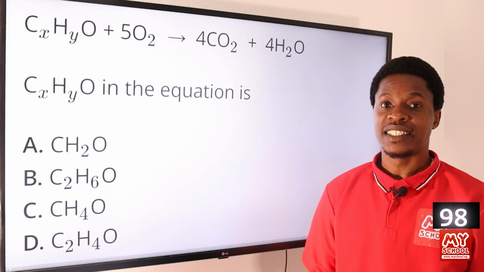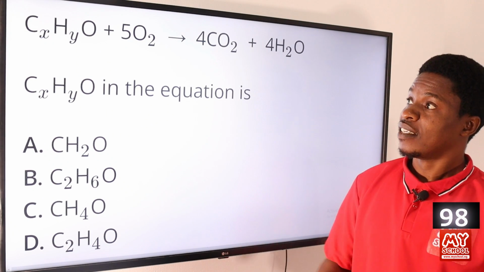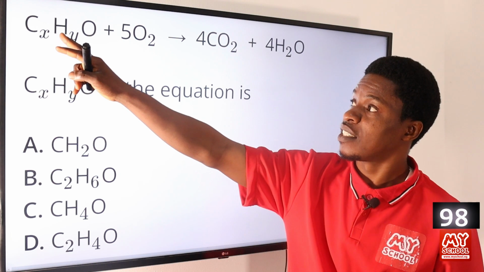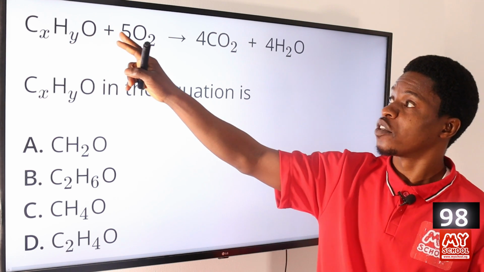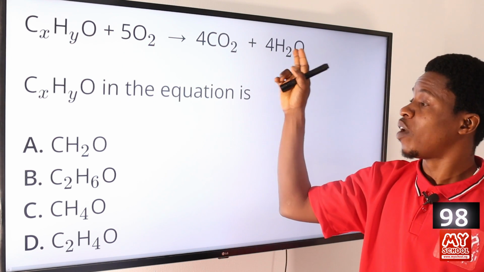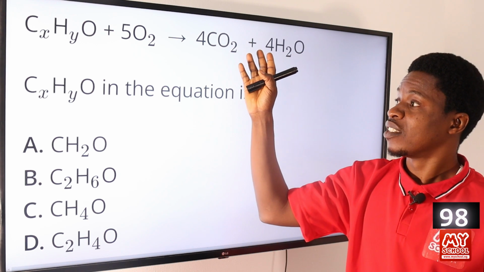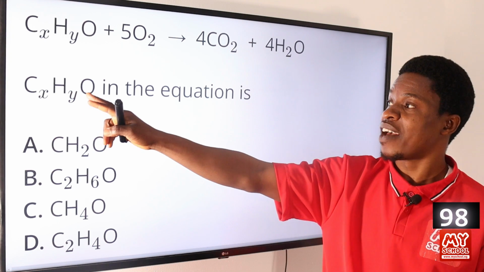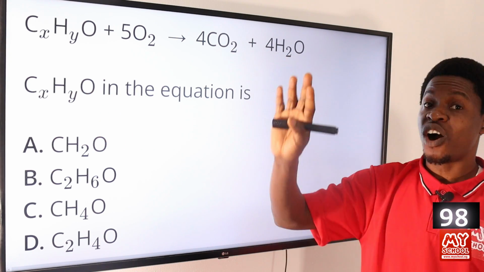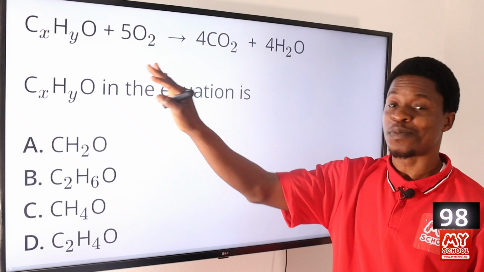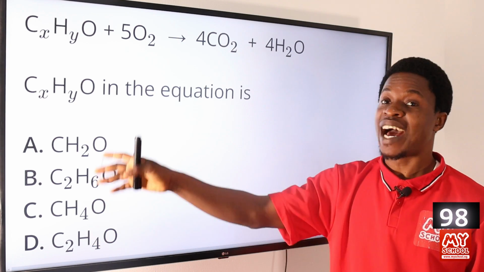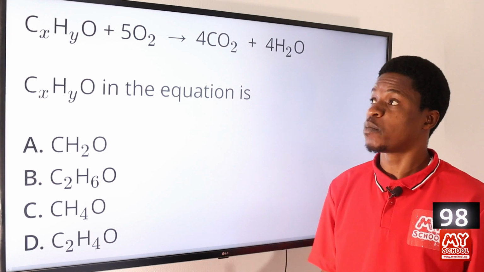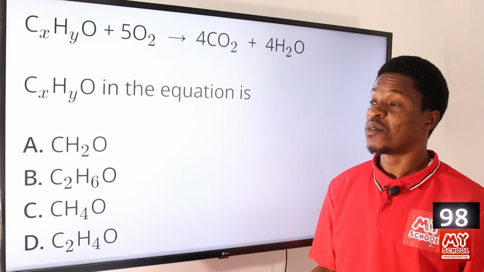Question 98. The reaction CxHyO plus 5O2 will give 4CO2 and 4H2O. The question says CxHyO in the equation is what? All the examiner wants us to do is just to balance the equation, and then we find out the compound that we have at this point. If you can balance well, then we are good to go.